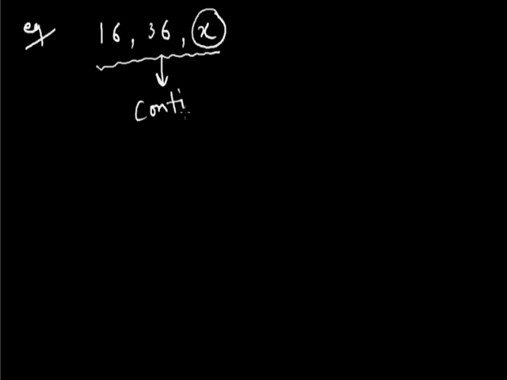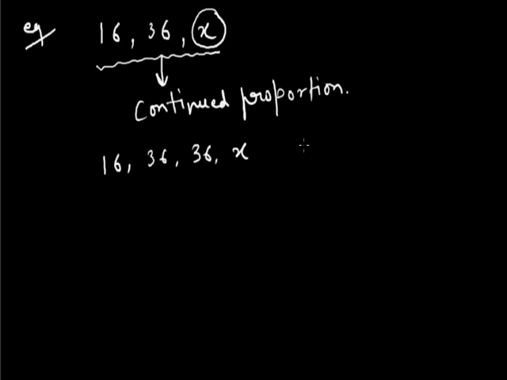Alright, we can find a single number using the two numbers by using the concept of continued proportion. So these three numbers must be in continued proportion so that we can find the value of x. Now if they are in continued proportion, that means 16, 36, 36, x are in proportion. Then the ratio of the first two numbers is proportional to the ratio of the last two numbers. That means 16 ratio 36 is proportional to 36 ratio x.